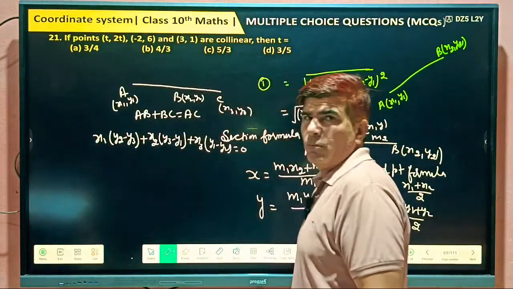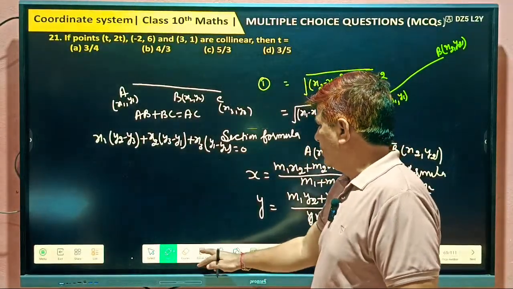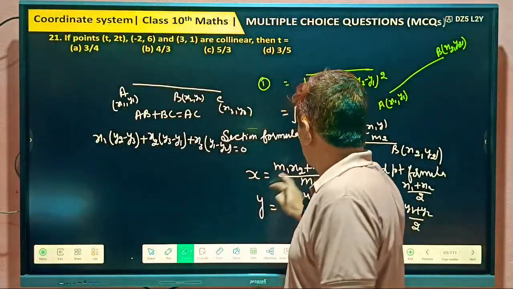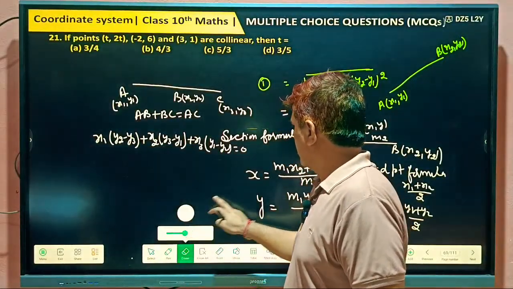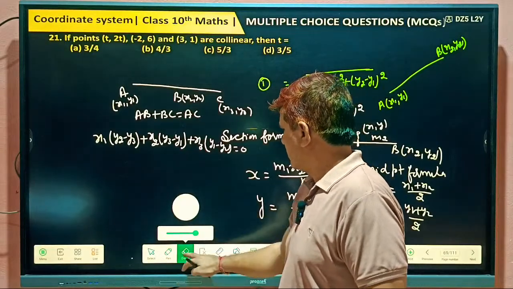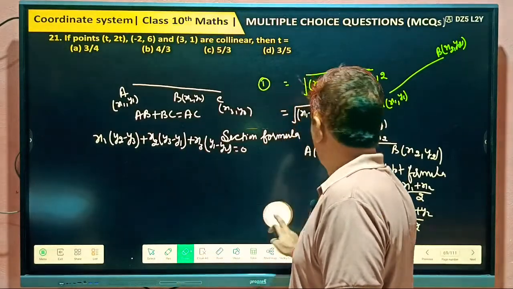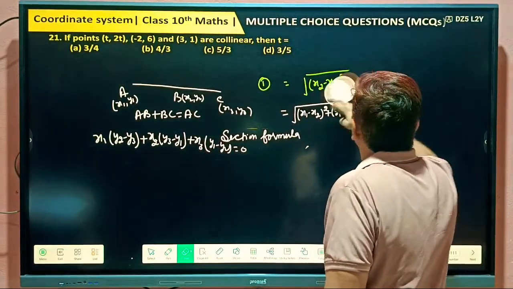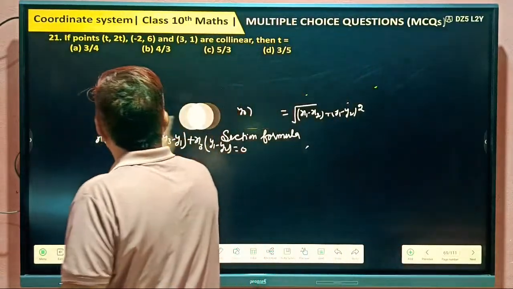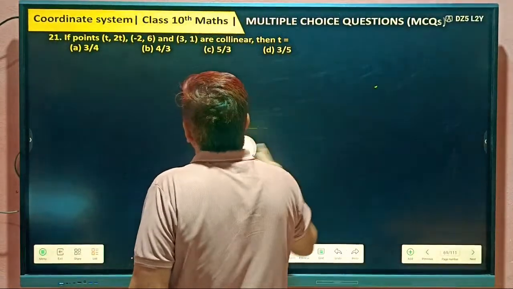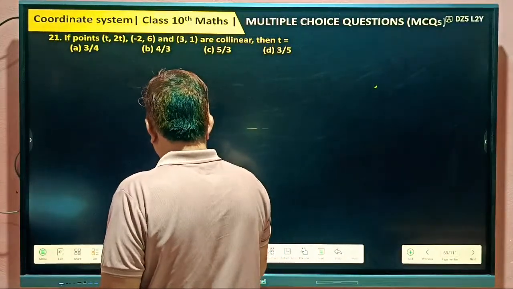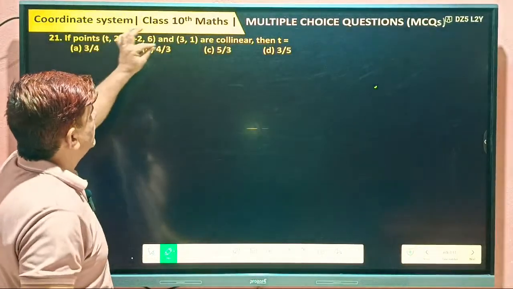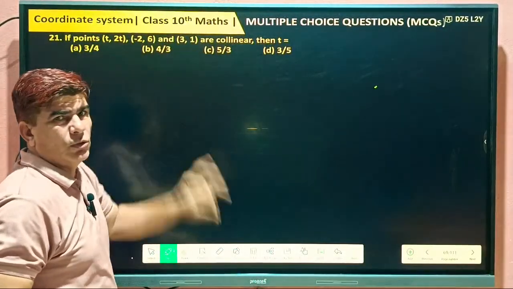So using these formulae, we can start. We will start again with the multiple choice questions. What does it say? If the points are collinear, then find the value of t.